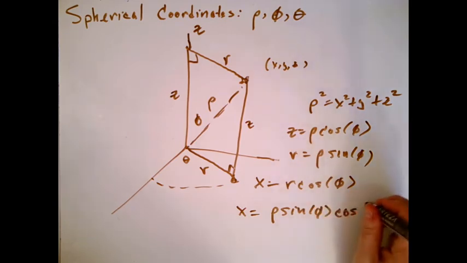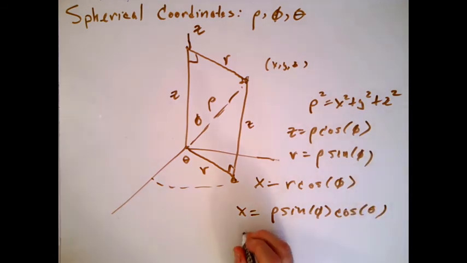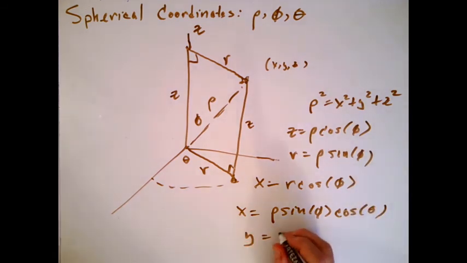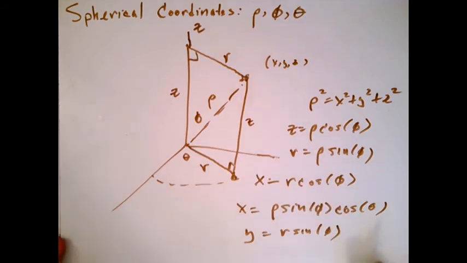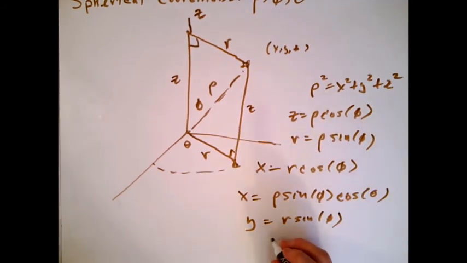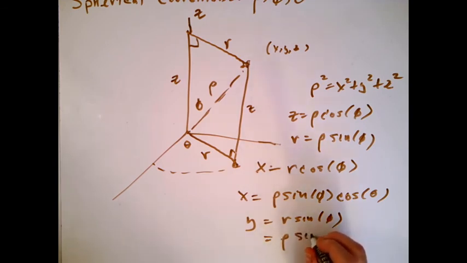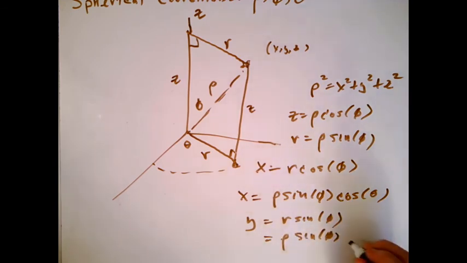And similarly, we know that y is equal to r sine theta, but r is equal to rho sine phi, so this is going to be equal to rho, and then sine phi, that comes from the r part, and then sine theta.